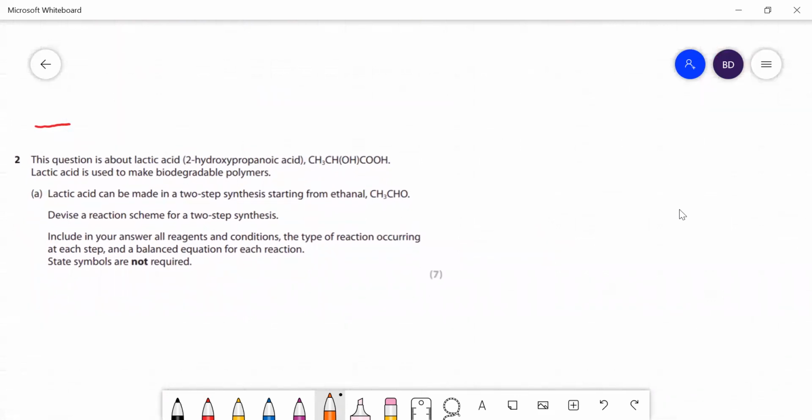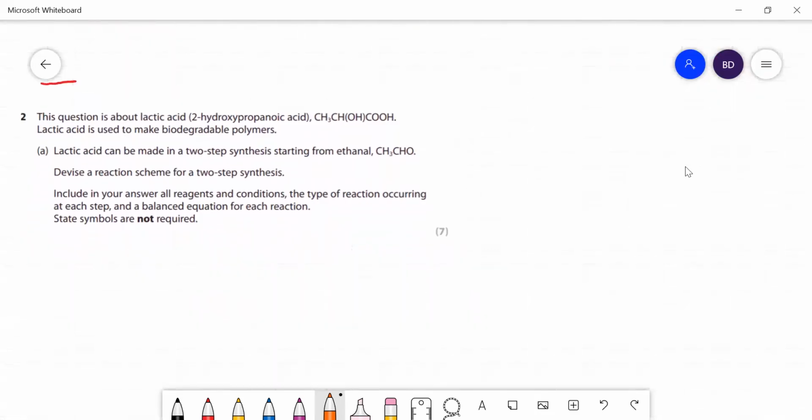So how to make lactic acid, which is 2-hydroxypropanoic acid, can be made from ethanol in a two-step synthesis. Okay, so let's write down lactic acid. I'll draw it over to the right, actually. Okay, so that is lactic acid, and we're going to start off from ethanol.